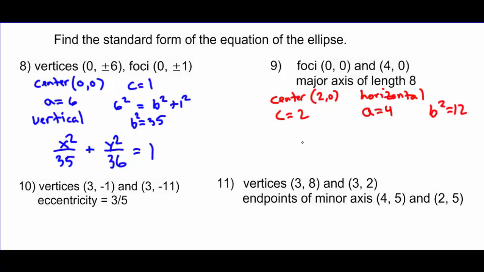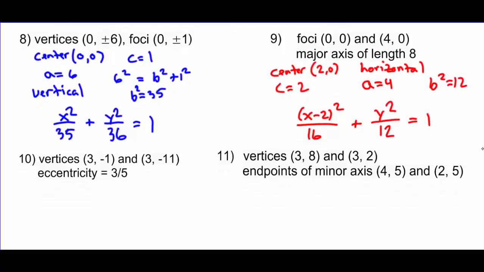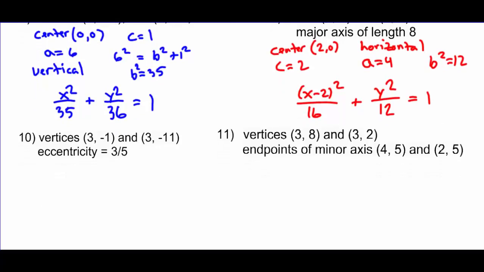Hey folks, we're ready to set this thing up. I usually like to start by marking the center and leaving denominators blank just momentarily, because it's always going to be like that, right? The center is (2, 0), so it's x minus 2 squared plus y squared. Now let's talk about denominators. We said this is horizontal, so the larger value, the A value, should be connected to x. And if A is 4, then this is 16. This is 12. And what we have there, folks, is a lovely standard form ellipse equation.